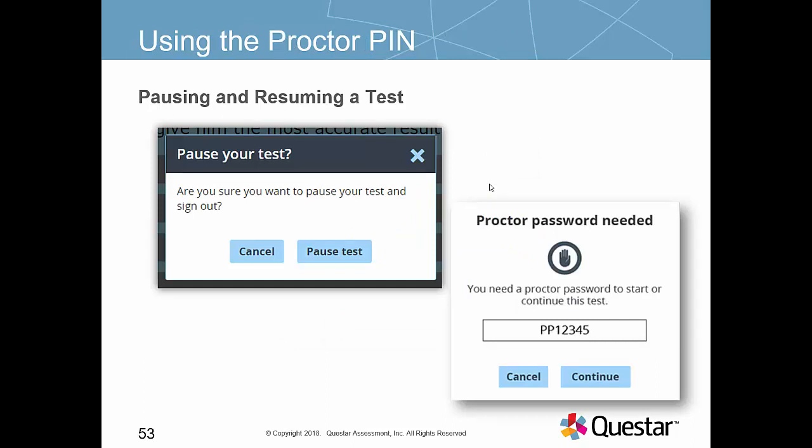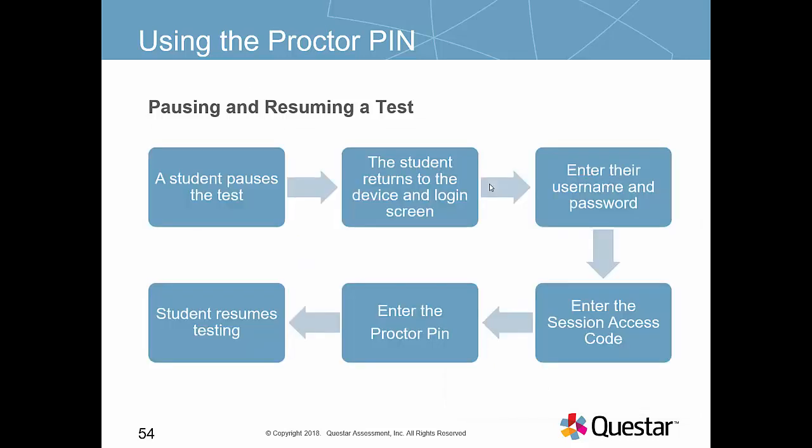Once again, if a student needs to pause and resume the test, you will need to enter the proctor PIN. Again, this PIN is secure and private. Please do not share it with the students. The process of pausing and resuming is as follows. The student will pause the test using the pause sign out button in the upper right hand corner. When the student returns, they will log back in using the username and password from the index card. They will enter the session access code. You will enter the proctor PIN and the student will resume testing.